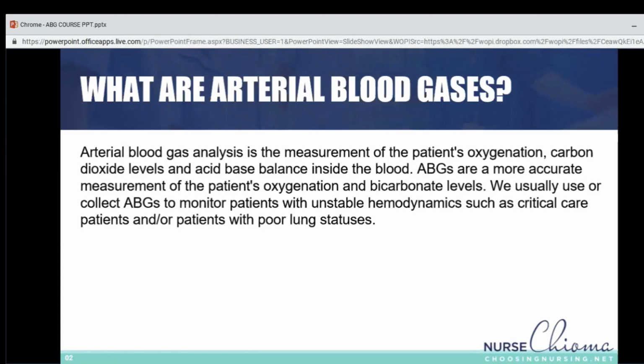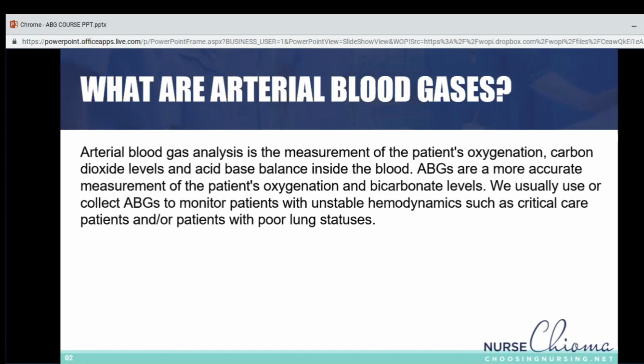Usually we collect ABGs to monitor patients with unstable hemodynamics. So this is going to be ICU patients, critical care patients, emergency patients, patients with lung issues or poor lung diagnoses. We need to collect ABGs. A lot of times, if the patient is admitted for, let's say, pneumonia, or they're having respiratory failure or respiratory disease, we're going to collect ABGs because we want to see the true, accurate measurement of oxygenation in their bloodstream.